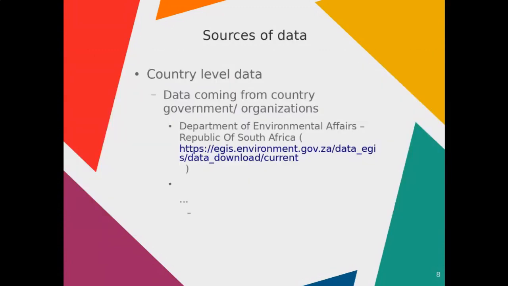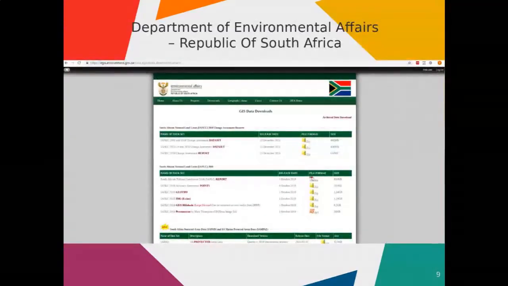Then there is country level data, which is published by country level institutions. A good example of this is the Department of Environmental Affairs of the Republic of South Africa. They have quite extensive data for download about nature in South Africa. Here you can see protected areas, a land cover assessment, a land cover data set, and so on. Everything is available for download.